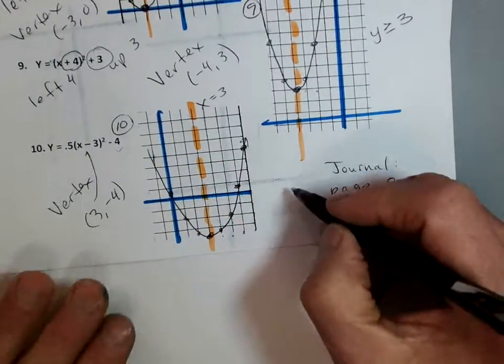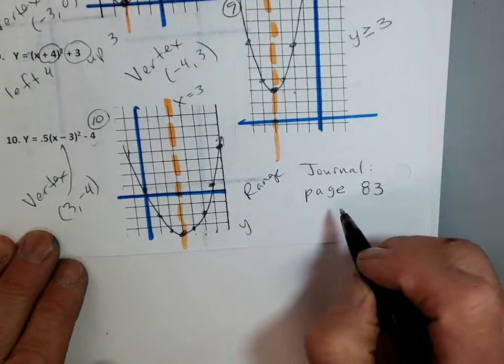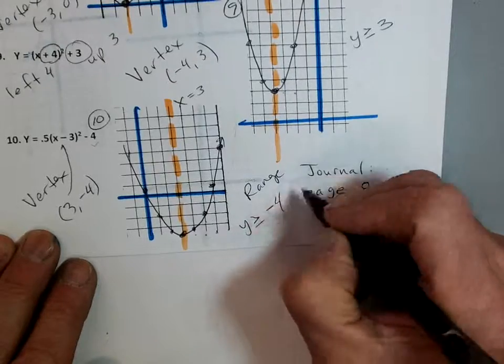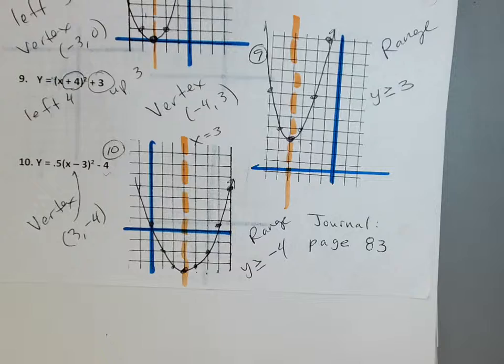Okay, what's my range? Y greater than -4. Perfect. Yes. Okay. Let's take a look at our journal. Let's see what our journal says.